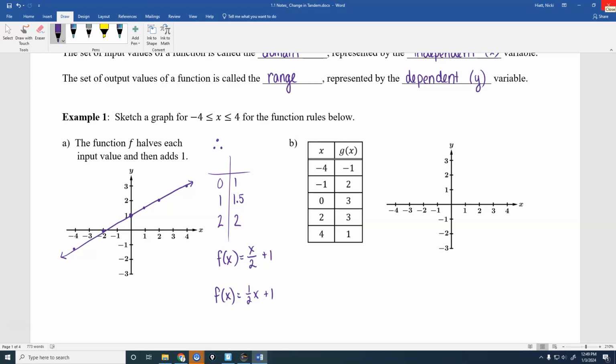All right, B, all we have is a table for B. So for B, if we graph this, we would just have to graph the points. So we've got -4, -1, we've got -1, 2, we've got 0, 3, 2, 3, and 4, 1. Now, that's all we know about that function. That's all we can do. We can't write a rule for that. We can't draw a line connecting these. There might be more points that are not given to us in this table, but we don't know that for sure. So that would be all that we could know for sure about this graph.